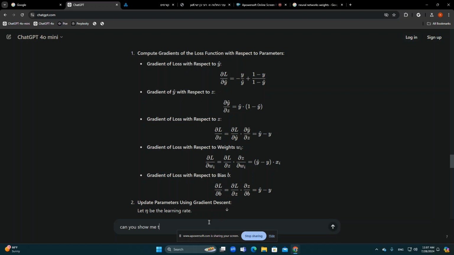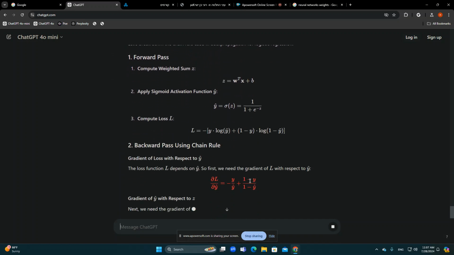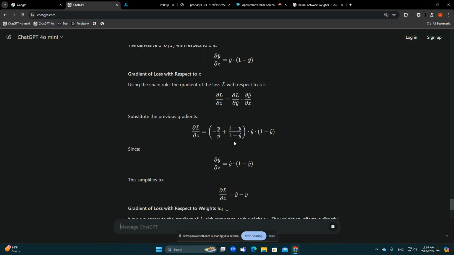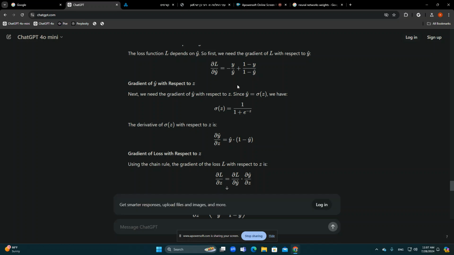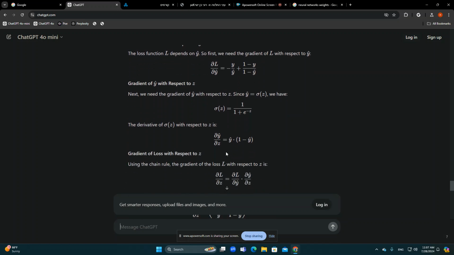Can you show me the total chain rule you used? And it will show me how to use the chain rule. You can see here how it takes the chain rule. It takes the derivative of L with respect to y hat. If you take the derivative of this with respect to y hat, you will get this value. And now we'll take the derivative of y hat with respect to z.